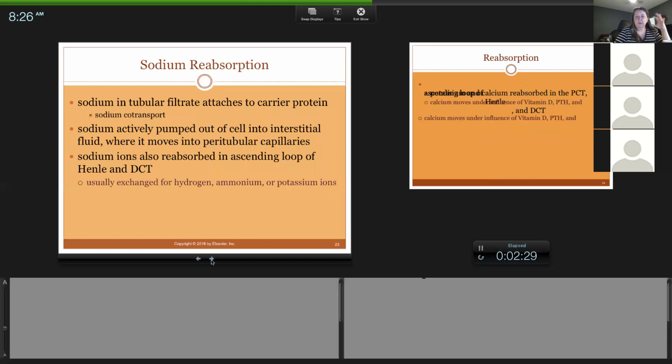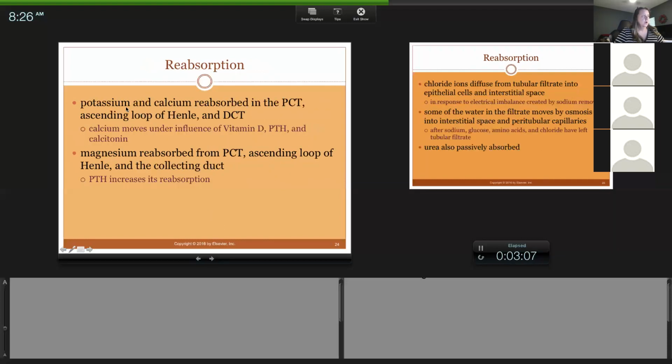Now, sodium, being a larger molecule, is actually pumped out and moved into the peritubular capillaries. It can also be reabsorbed at the ascending loop and the DCT. So pretty much sodium reabsorption can occur at any level there. But usually when sodium moves one way, either potassium or hydrogen and ammonium are going to move the other. So if the body needs to move one, it may move the other to move the one it wants, if that makes sense.